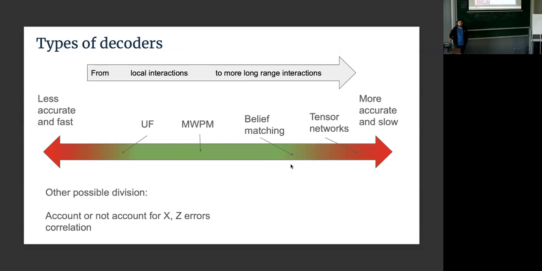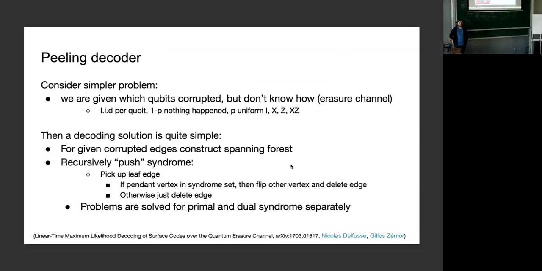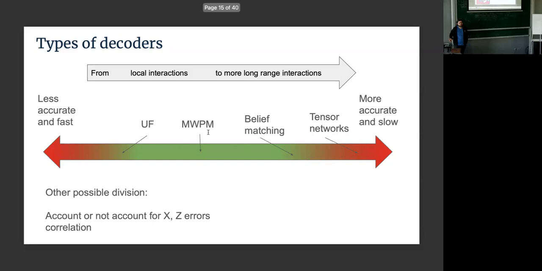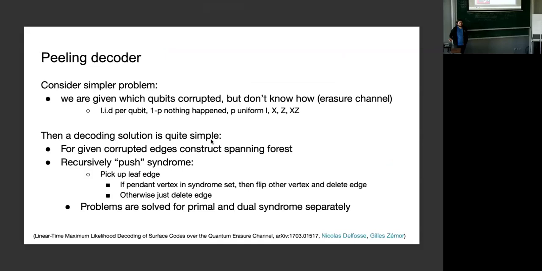Not accounting, you can make accounting. Okay, so let's start with a bit simpler problem, right? To get to, because both union find and MWPM can be seen as grown from the peeling decoder. So what is the simpler problem?